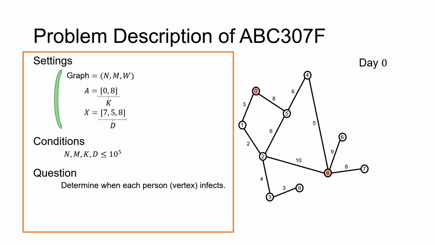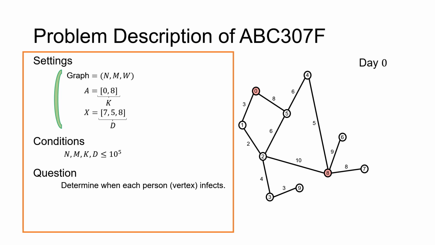Let's begin with the problem statement. We are given a weighted graph with n vertices and m edges. The vertices represent people, and the edges represent the distances between them. On day 0, k people among them get infected with the virus, and their indices are listed in array A. The virus has an impact for d days, and the intensity of the impact varies each day, with the values given in array X. To illustrate this, consider the following example.